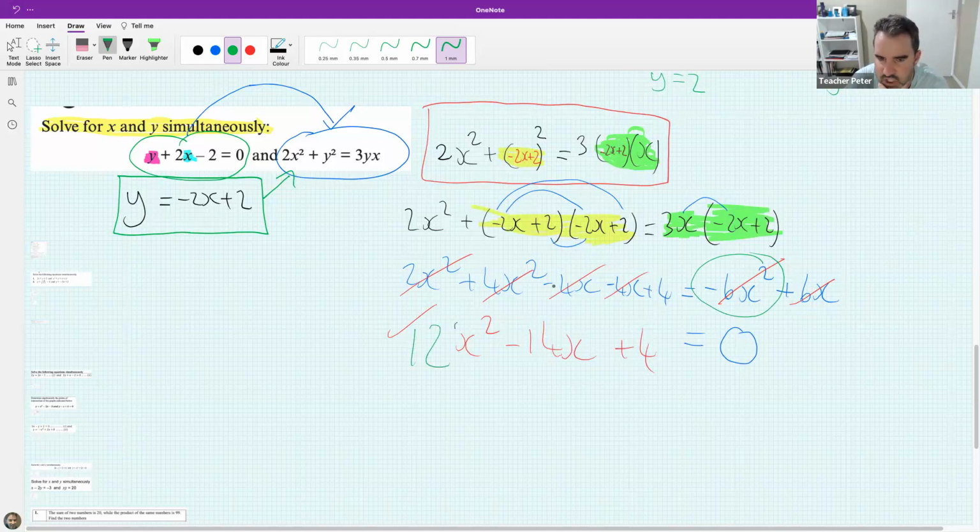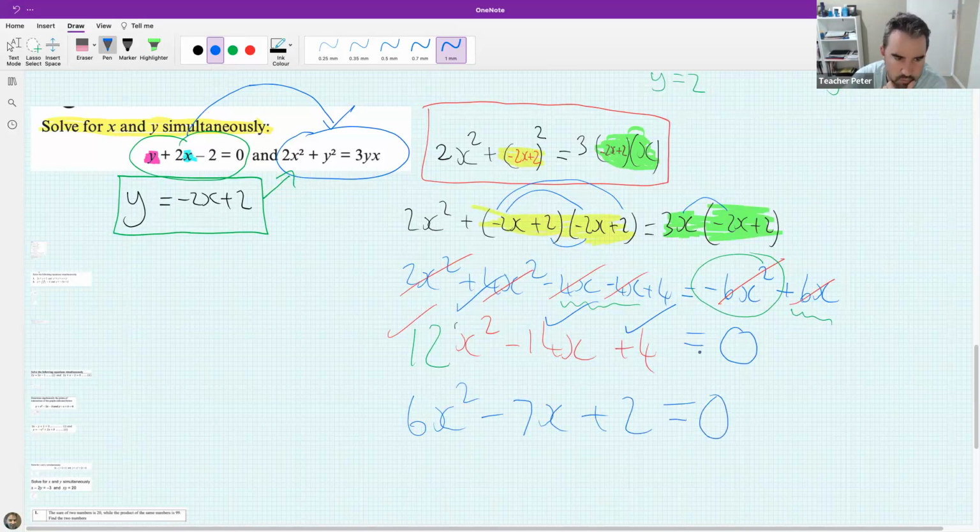And let me just double check. Then I've got minus 4x, which is minus 8x. Then minus 6x. So that is good. So this is fine, this is fine, this is fine. If I want to reduce that, I'm going to get 6x squared. So divide that by 2, divide that by 2, divide that by 2.